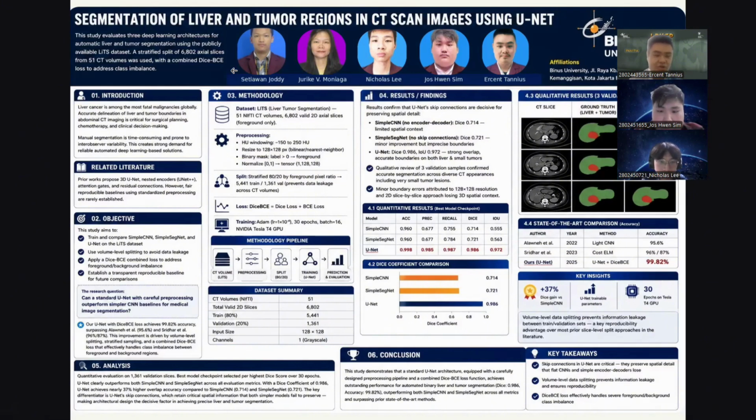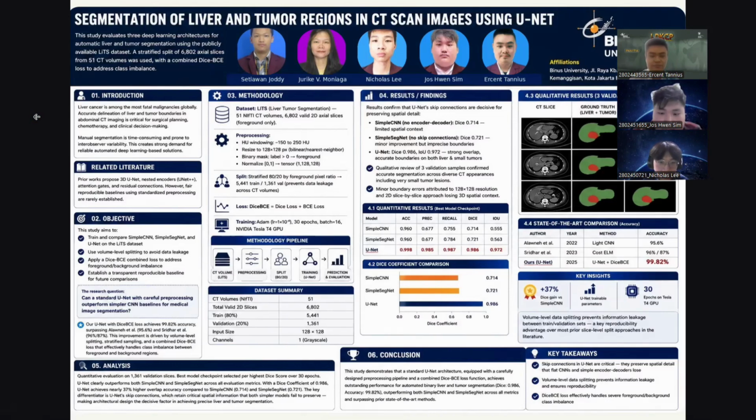The next is results or findings. The results show that UNET significantly outperformed the other two models. UNET achieved a dice score of 98% and an IoU of 97%, while Simple CNN and Simple SegNet only achieved dice scores around 71% and 72%. Visual evaluation also demonstrates that UNET accurately segmented both liver regions and small tumor lesions across different CT scan appearances.